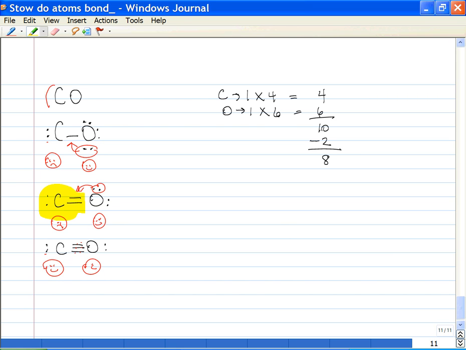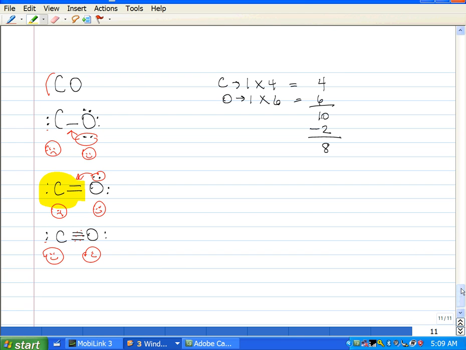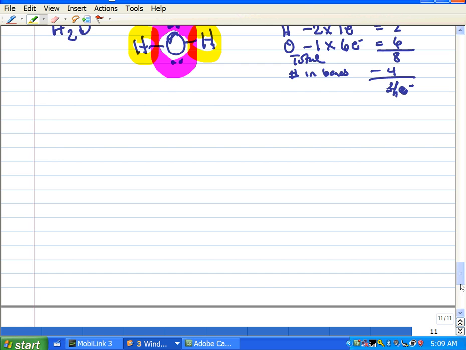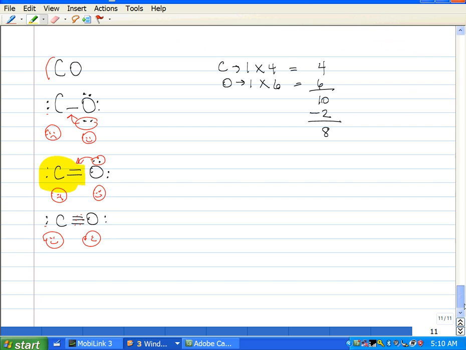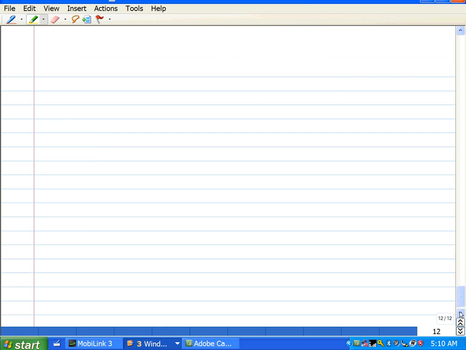We're going to have a couple of examples in a second. Now let's look at ones that are polyatomic ions. What do we remember about polyatomic ions?